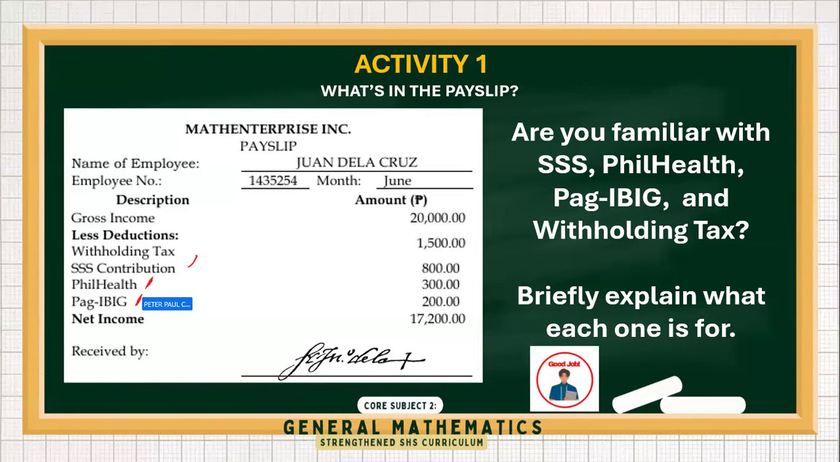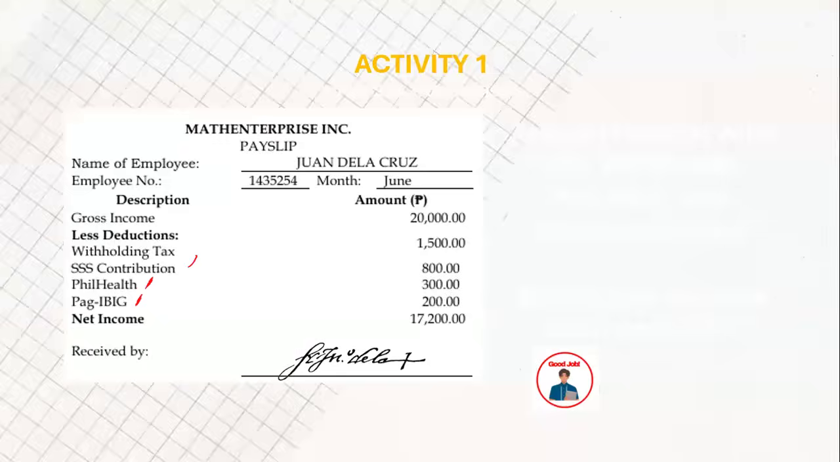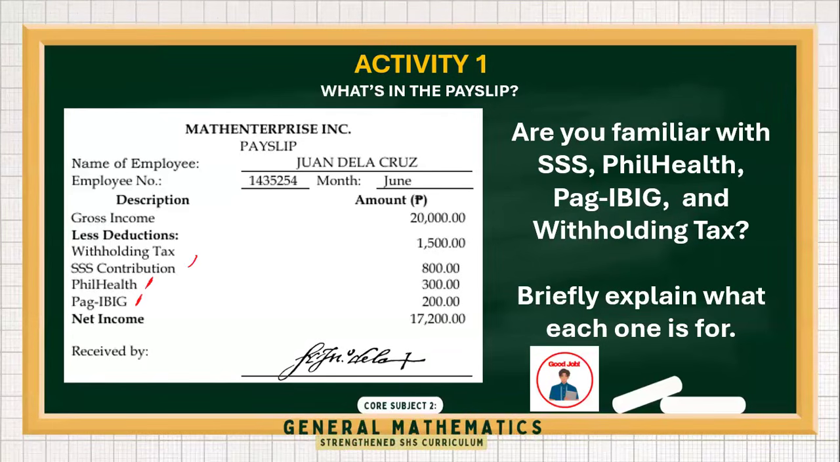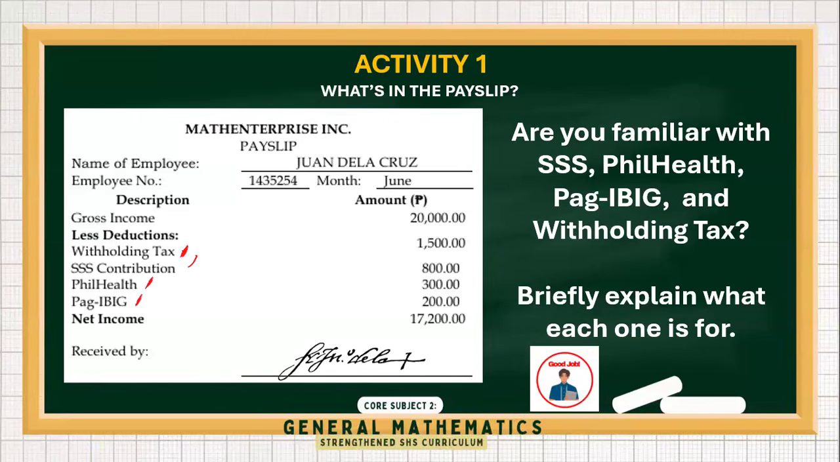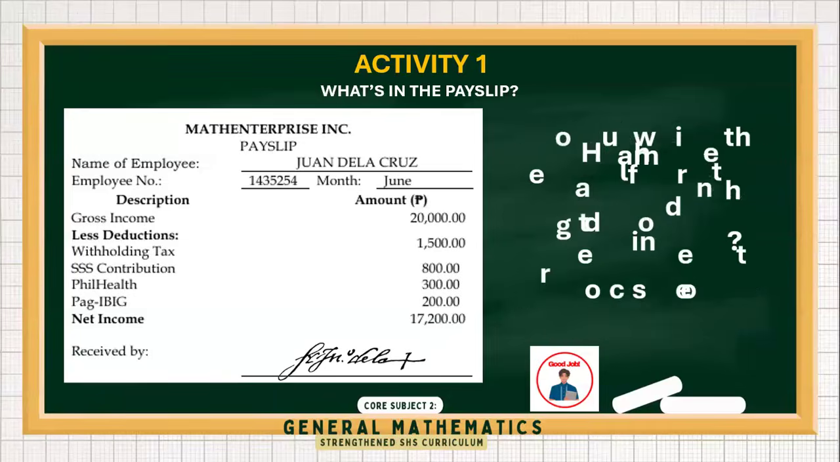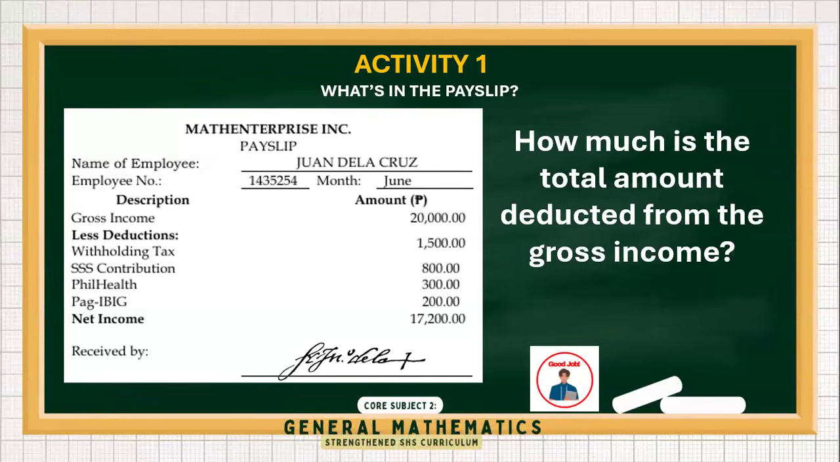What about the withholding tax? So the withholding tax is under the TRAIN law. So any salary below 80,000 is tax exempt. So we'll be learning more about if the payslip here is correctly computed. Now, how much is the total amount deducted from the gross income? Correct. So the total deduction is 1,500.